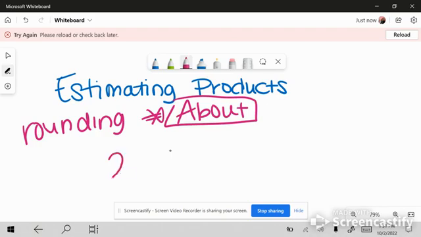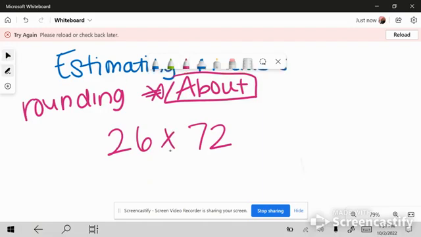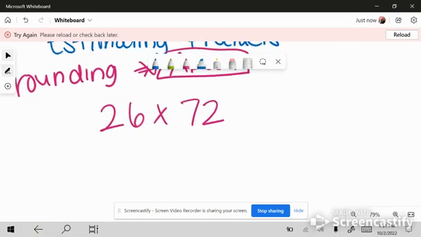So if I had, say, 26 times 72, instead of actually completing the problem and finding the exact amount, we're going to round both of these numbers first to their nearest 10. So we're going to underline that 2. Looking next door, our neighbor is a 6, and 6 is 5 and more, raise the score, so our 2 is going to have to become a 3. Everything to the right, 0 is my name.